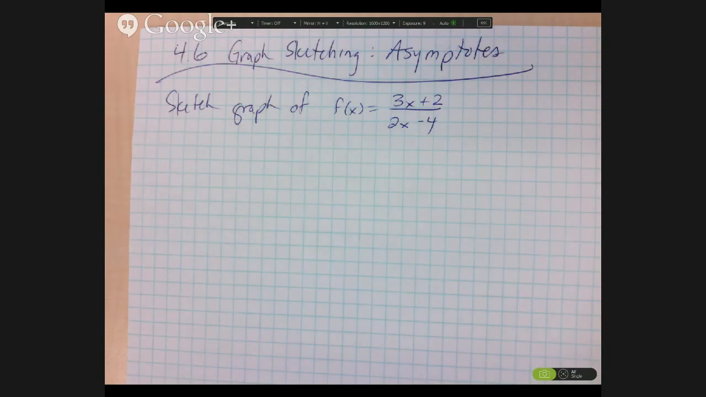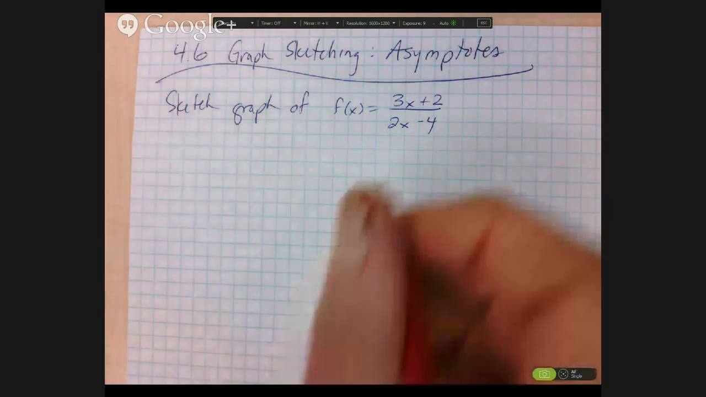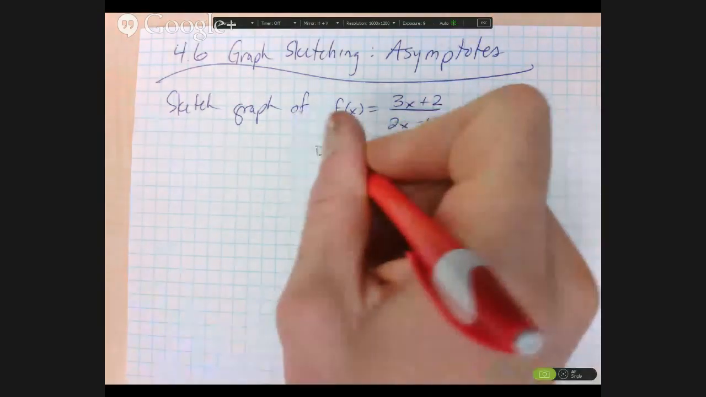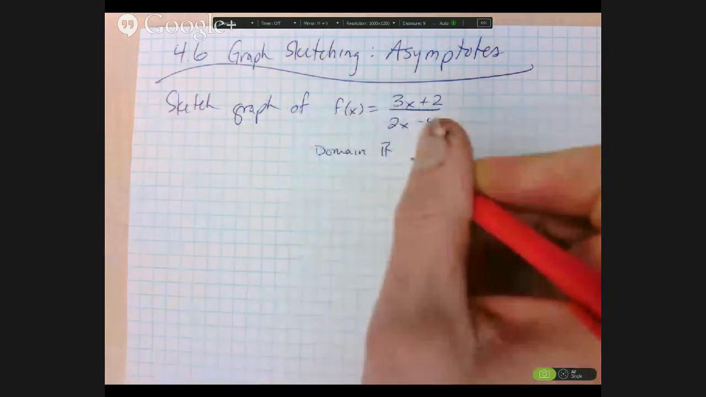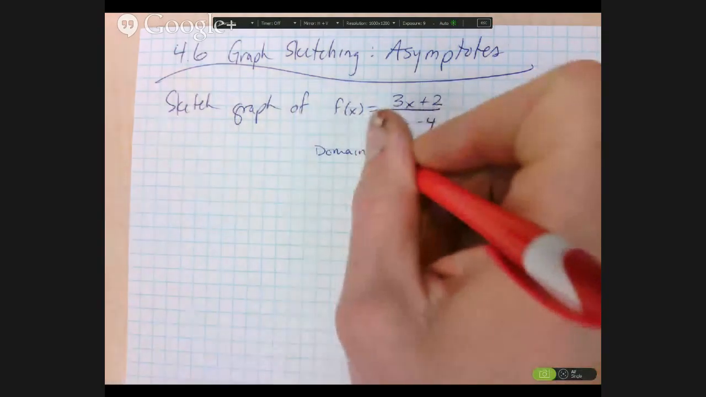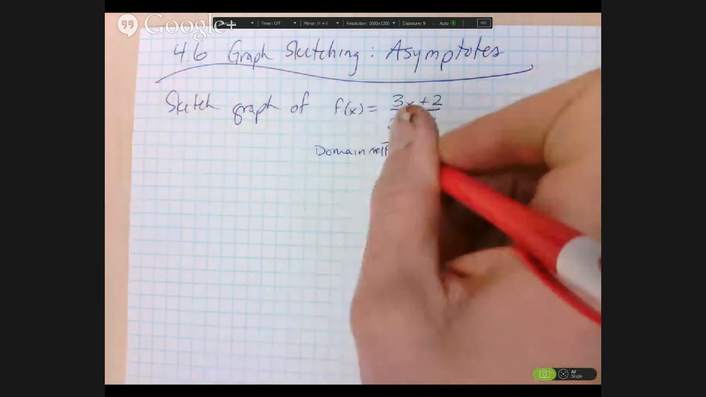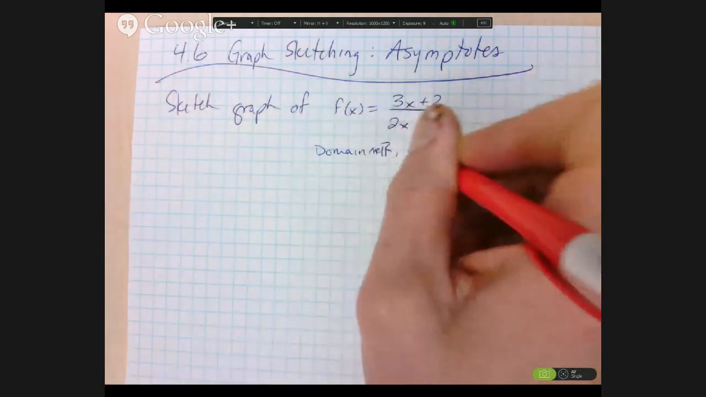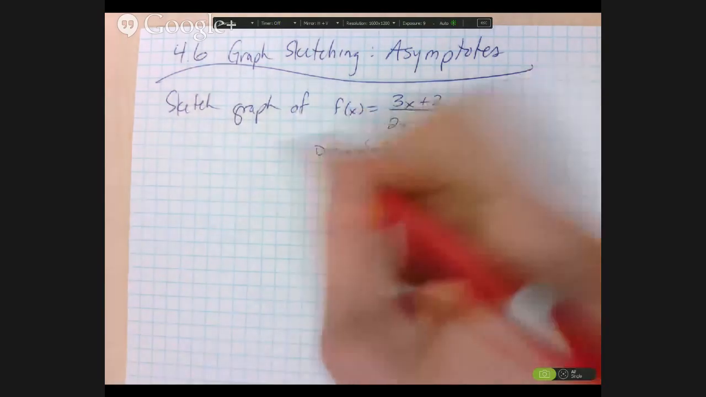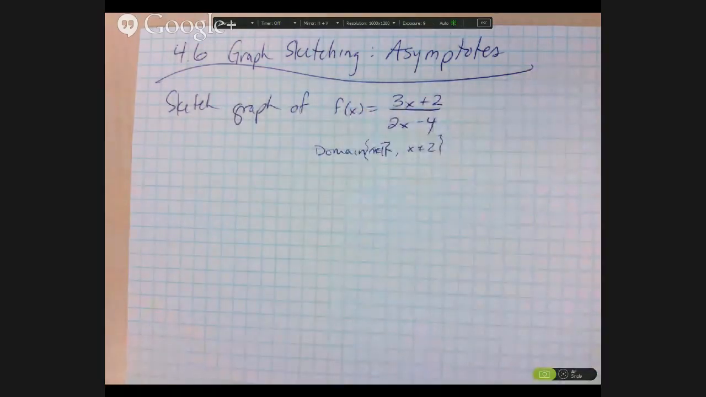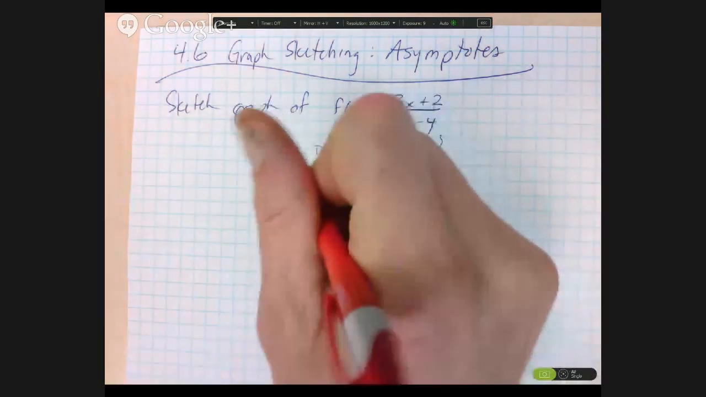So first, what have we been doing? The domain is the real numbers where x cannot equal 2, right? We just talked about that. Okay. What's the first derivative?